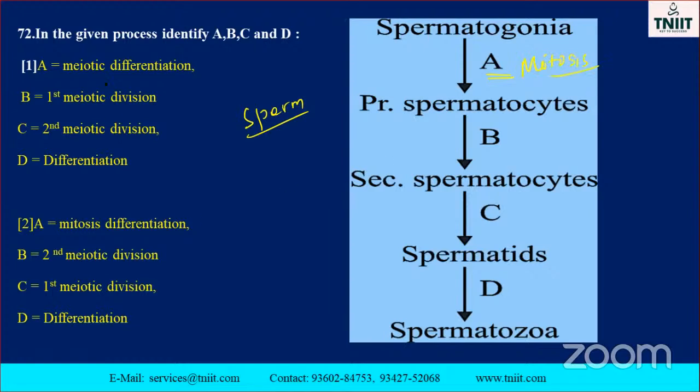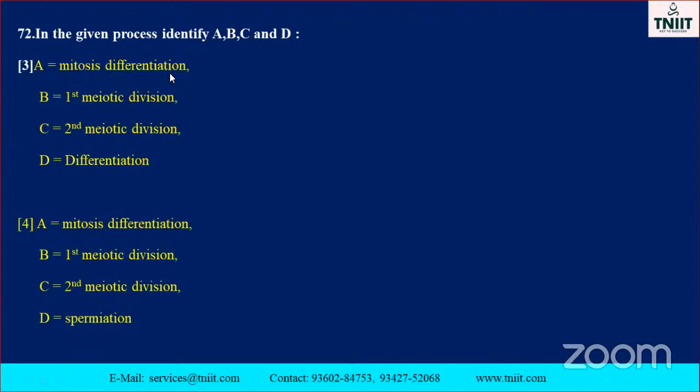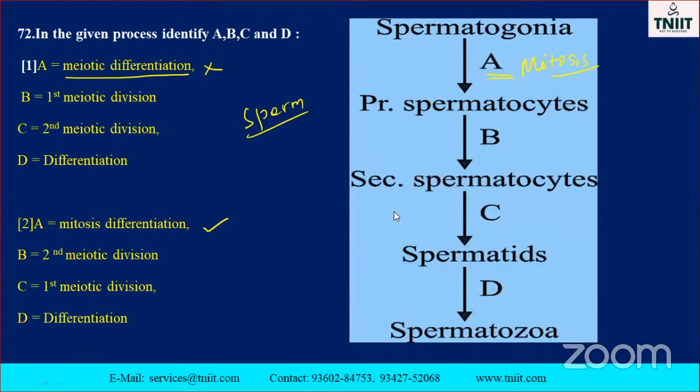Already know about. Where is the mitosis? The first one, mitotic, no, meiotic. So it will not come. Mitosis differentiation. It may be possible. Okay. It is not the answer. It is possible. So it is an answer. Okay. See the second one. Mitosis differentiation. Yes, mitosis comes. Here also mitosis. So the B and C and D only are absent. Isn't it, mitosis?